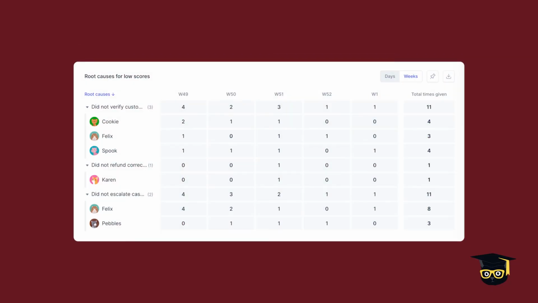It's a good idea to implement root causes for each of your rating categories. This will assist you in identifying trends in poor performances and means you can focus your training efforts accordingly.